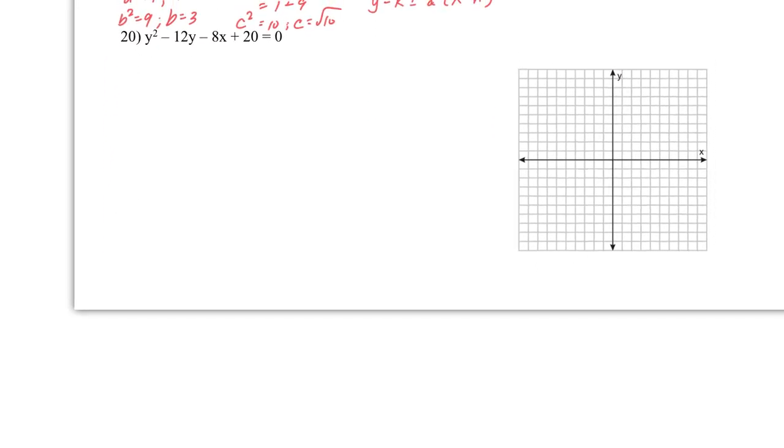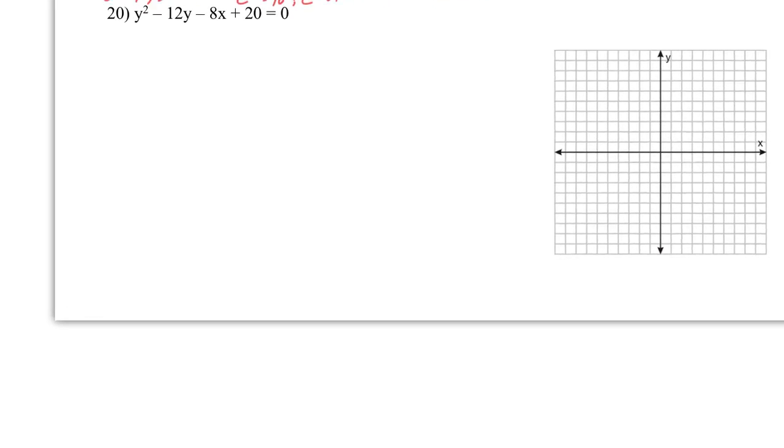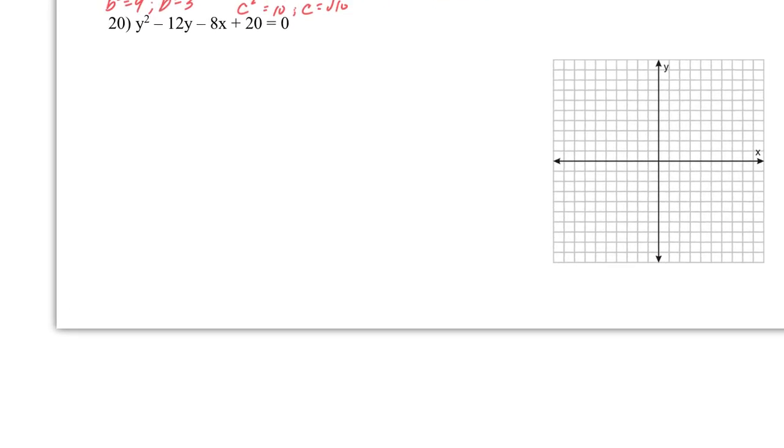Okay, so we're going to get to the next one, which is here. We're going to look at this equation, and you're going to see that you have y squared minus 12y minus 8x plus 20 equals 0. The only thing squared, guys, is the y squared. So you know that what you're dealing with is a parabola. And remember, the formula for a parabola always has an x squared or a y squared by itself on the left side. So that means I'm going to have to move the 8x over, and I'm going to have to move the constant over.